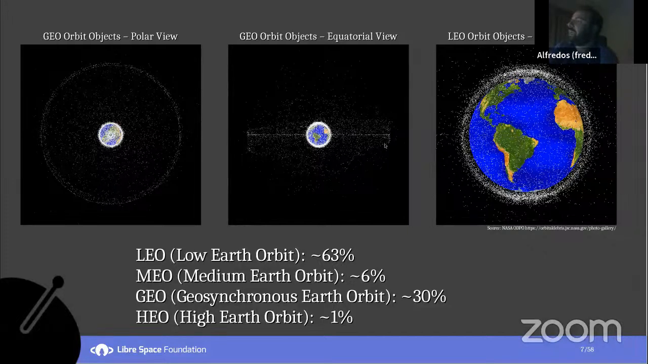Another example of LEO satellites are the Starlink ones from SpaceX. So what does a LEO satellite mean?